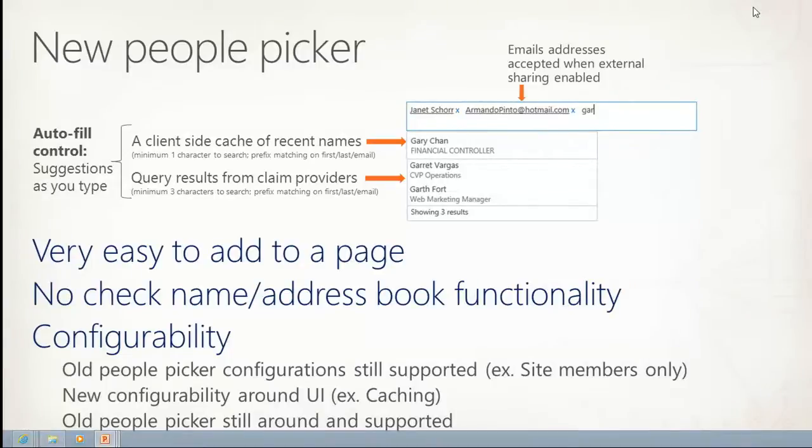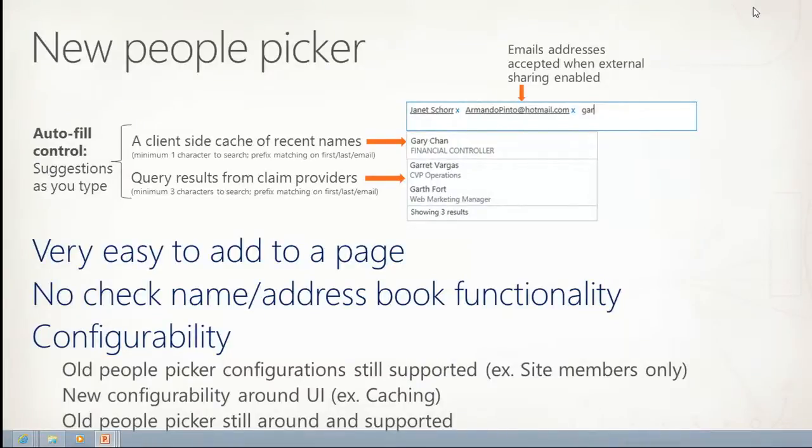Secondly, it keeps a local cache of people that you have shared with recently. So if you share with the same people all the time, those people will always appear at the top in your suggestions. That's great if you work with the same people all the time. It's going to be really easy for you to share with them.